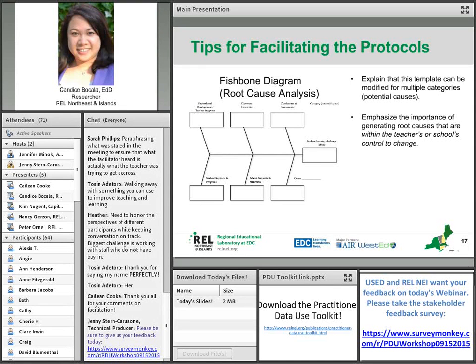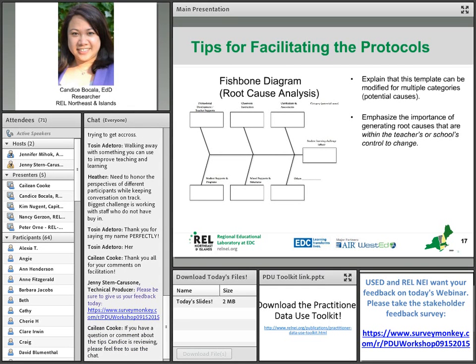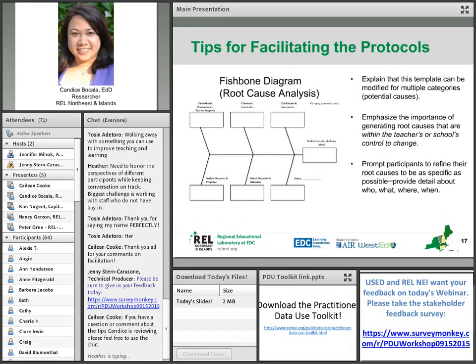One of the facilitation prompts that I would like to emphasize is the importance of sticking with causes that are within the teacher's or the school's control to change. Sometimes when we have practitioners look at this, they immediately think about causes that are outside of their control, outside the school environment, and that is important to recognize, but as a facilitator, it's very necessary to keep them to what can you do as the teacher, what can the school do, instead of trying to make assumptions about those other causes. So that's a facilitation move that we've often emphasized.